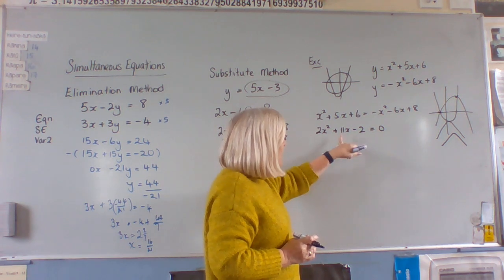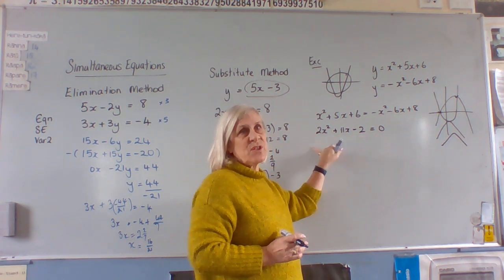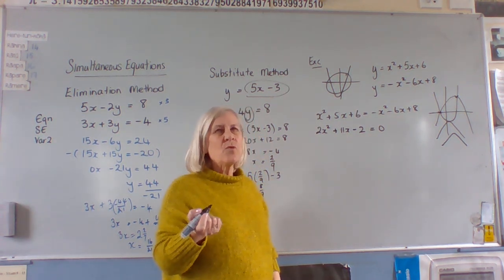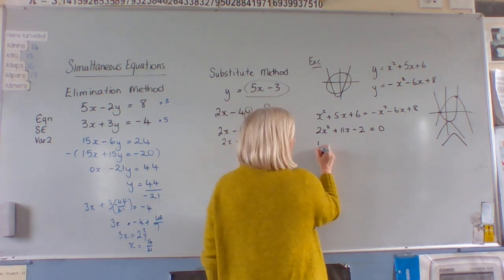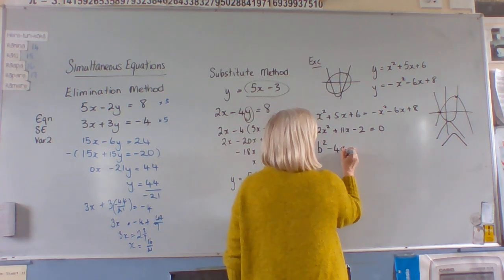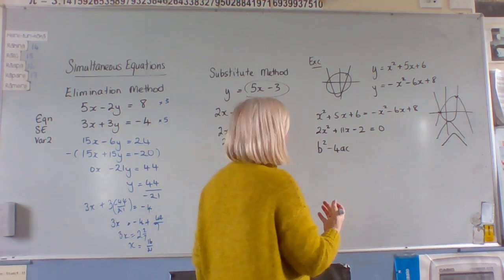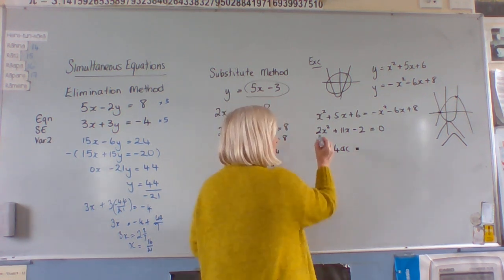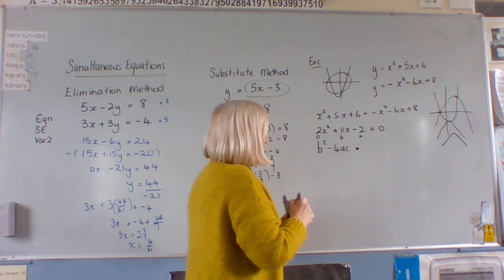Windows doesn't work for that because these two numbers can't get to there. And even so, Windows is not really necessary anymore because we've got a quadratic formula. So if we test the discriminant first, just to see how many answers we're trying to find, we've got a equal to 2, b equal to 11, and c equal to negative 2.